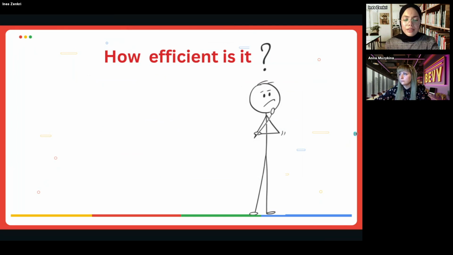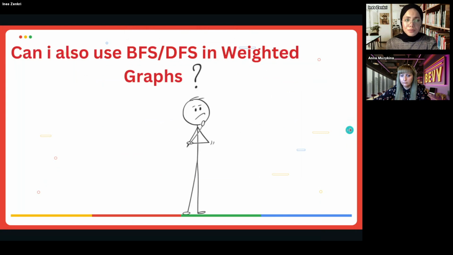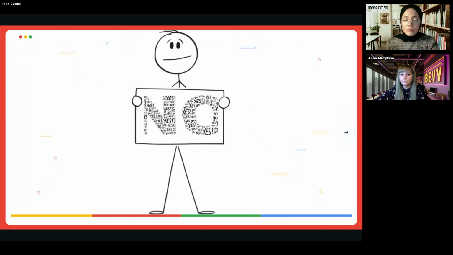And actually, BFS and DFS are also used to check the connection of a graph, whether a graph is connected or not. So we use them as well to do that. Now we have spoken and mentioned how important weighted graphs are and how they have many applications. So can I use the BFS and DFS in weighted graphs? Because the graphs we just saw were simple ones without any weights. And the answer to this question is yes, with some limits. So it's basically no.